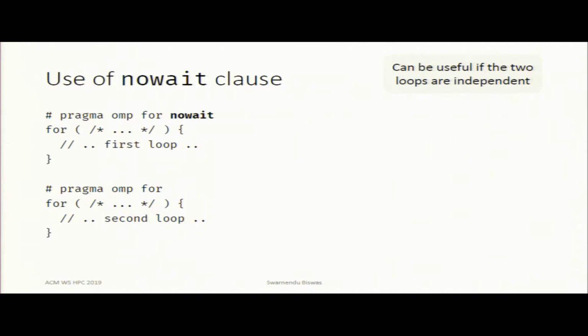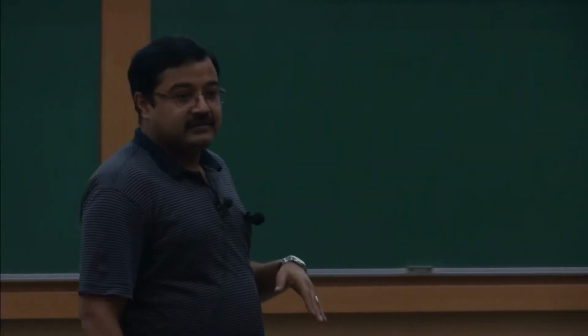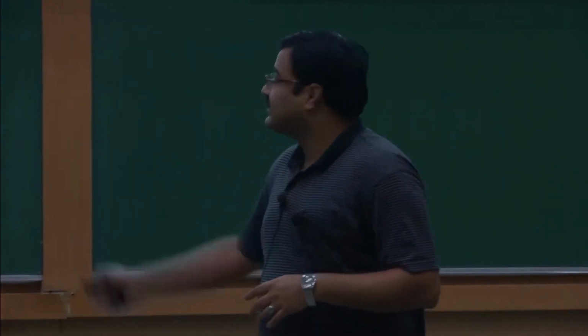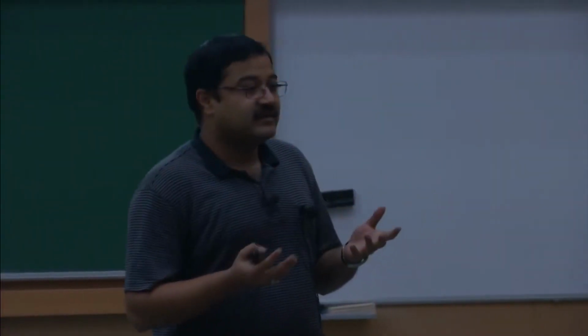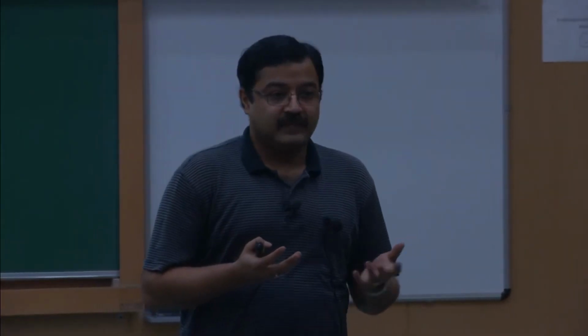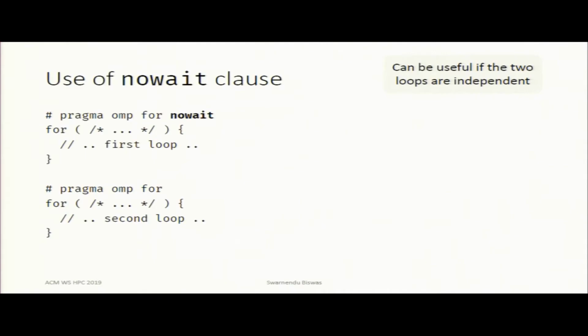Fine. So if I have a nowait, what does it mean? Anyone? Threads don't wait, right? They will skip past it as long as they are within the parallel region construct. So if you have a second loop, they can proceed past and work on the second loop. So this is fine, right? Yes.